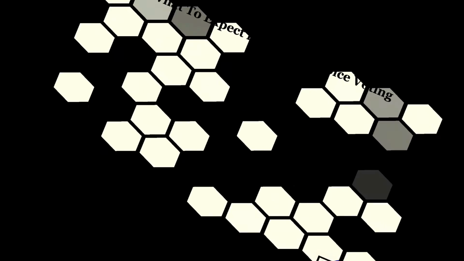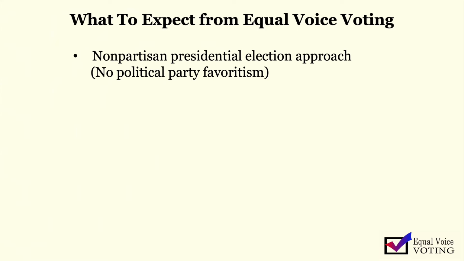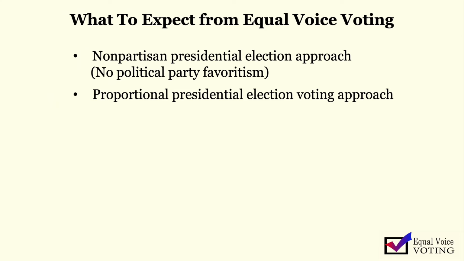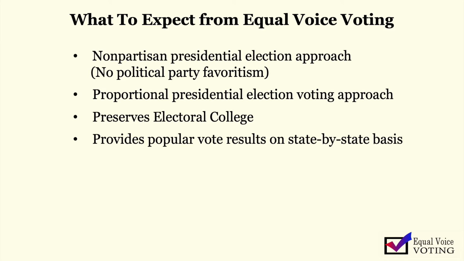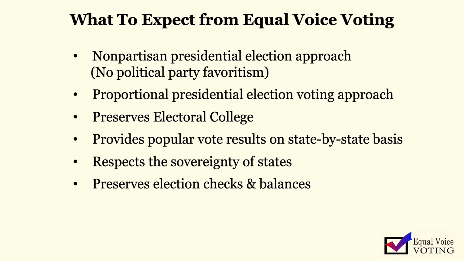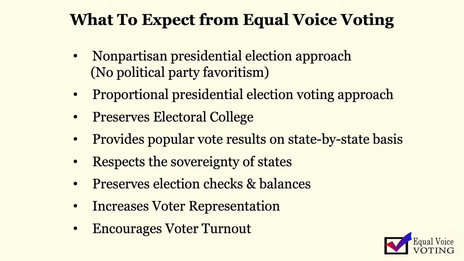So what you can expect from EVV is that it's a nonpartisan idea. It does not matter which political party you prefer. The idea is entirely about the voting process and its mechanism. EVV is a proportional voting approach, and because it is, it preserves the Electoral College rather than seeks to replace it. EVV provides popular vote results on a state-by-state basis, and it respects the sovereignty of states. It also preserves the election checks and balances. EVV also increases voter representation and encourages voter turnout.